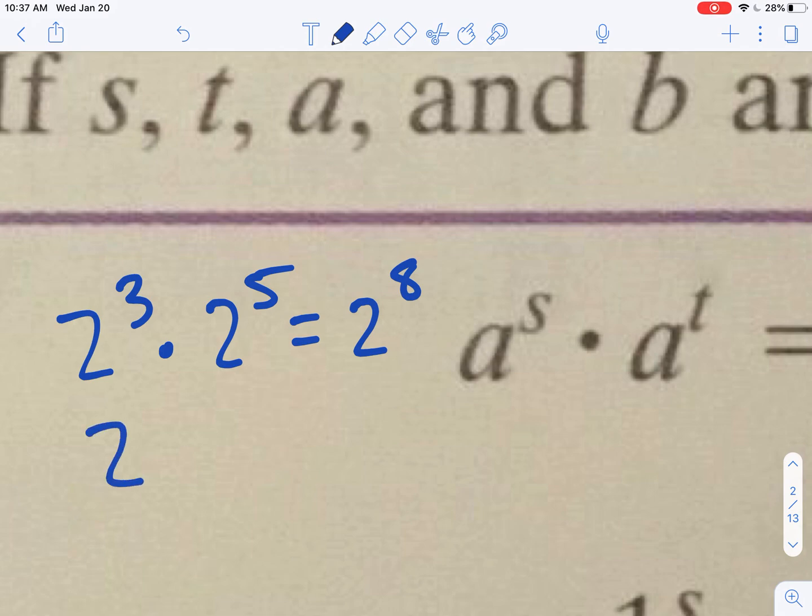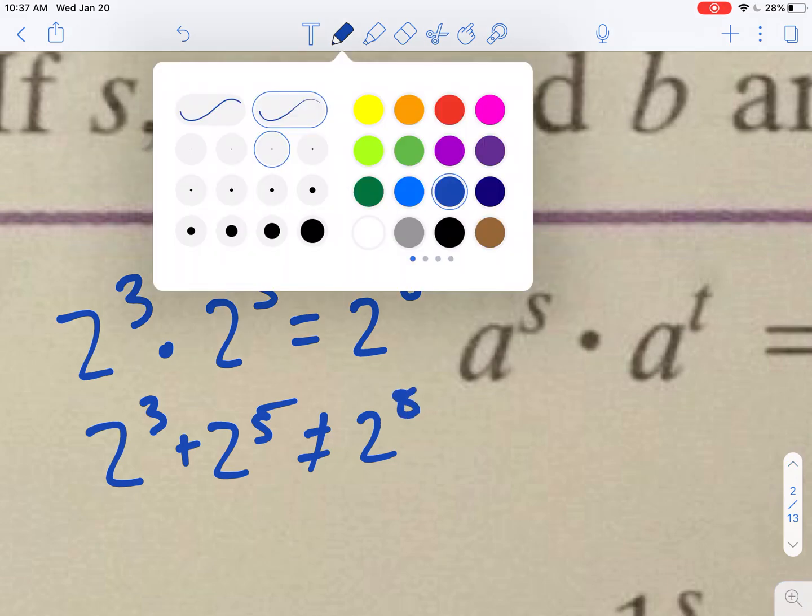Now, things that I can't do, if I have 2 to the third plus 2 to the fifth, I cannot do this. This does not become 2 to the eighth. I cannot add them to create this. So this is a no-no. You can't do that.